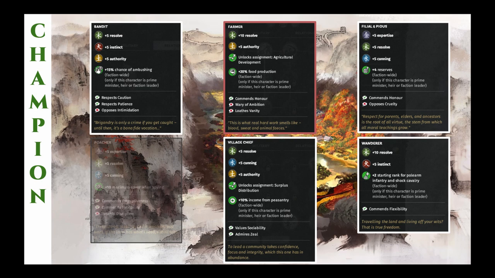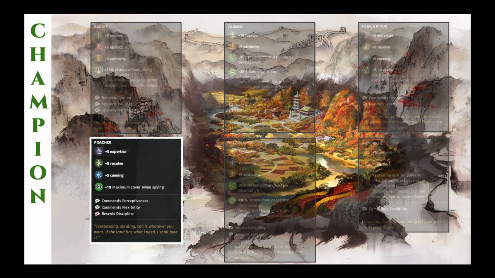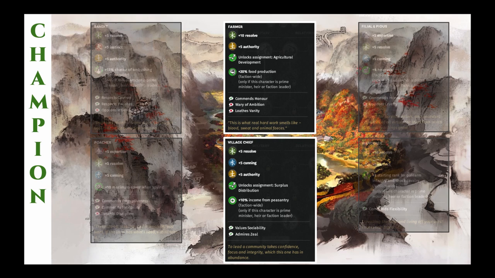Moving on, we have the one background that provides a spying bonus. Here for the champion class, it's the Procher background, which once again adds 10 points to maximum cover. Once again, it's not a huge bonus, but if you're looking for a champion spy, then why not make it a Procher? Next up are the 2 backgrounds that provide unique assignments, the Farmer and the Village Chief.